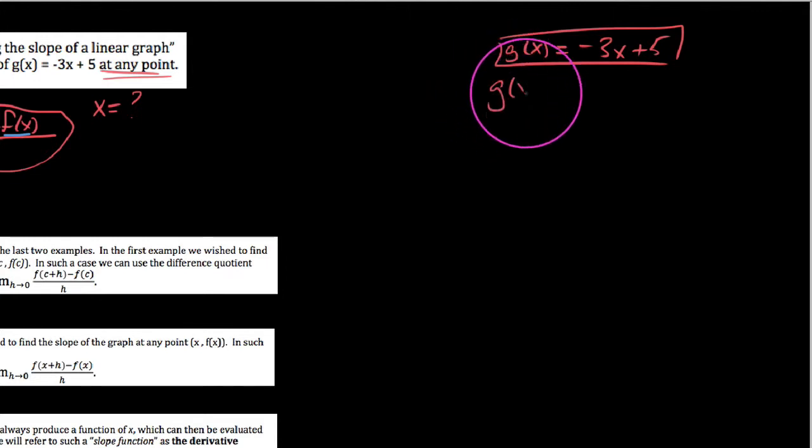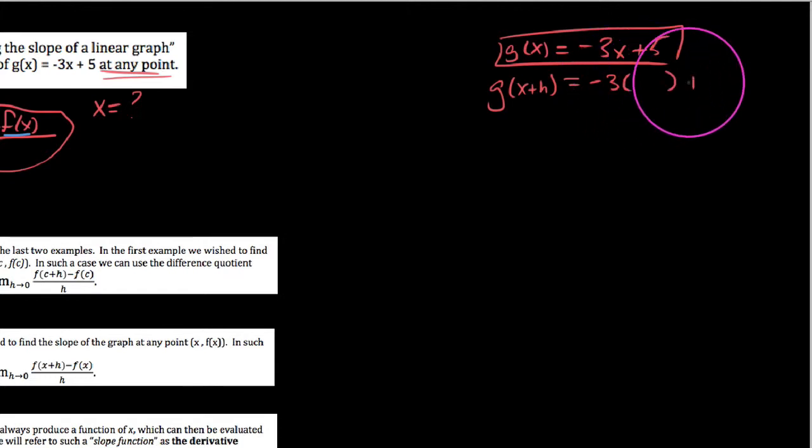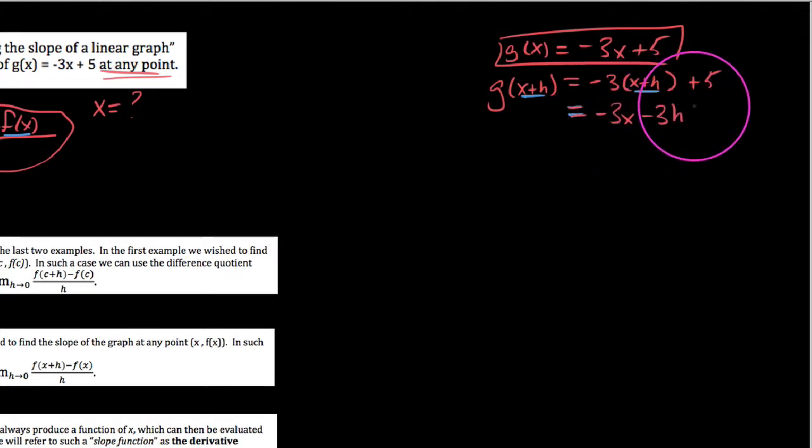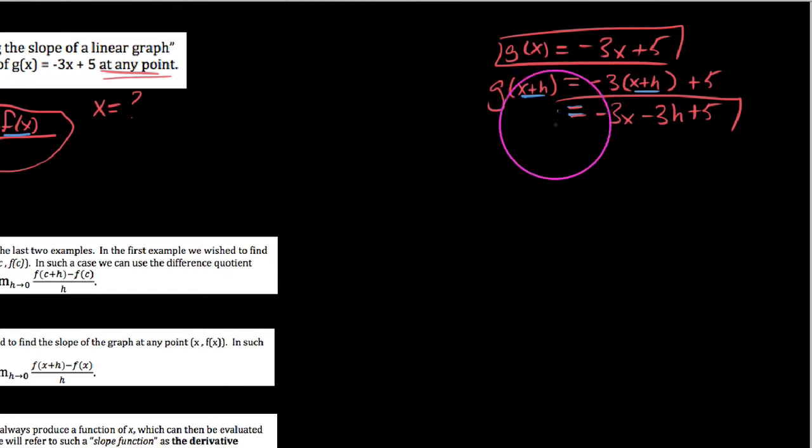Now we need g of x plus h, which means wherever I see an x, we're going to take it out and place this in. So we say x plus h. To distribute and simplify a little bit, we get negative 3x minus 3h, and that was plus a 5. And now I have this in my back pocket.